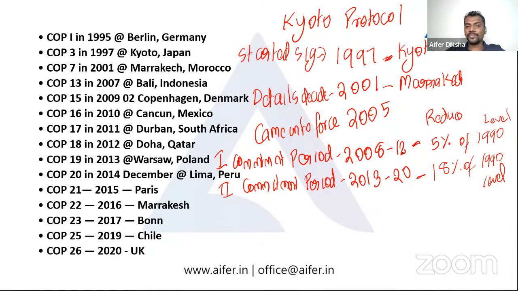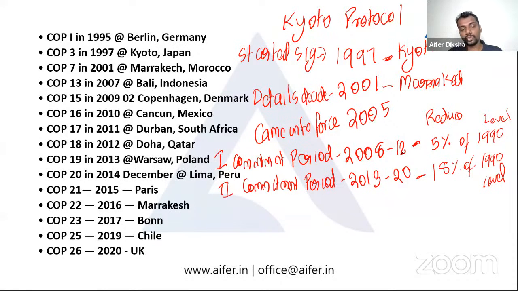These are different factual aspects you have to study regarding Kyoto Protocol. They ask a lot of questions from this particular topic. Kyoto is a place in Japan from which the signature was started in 1997. Details were decided in the 2001 Marrakesh Accords. Then it came into force in the year 2005. There are two commitment periods.